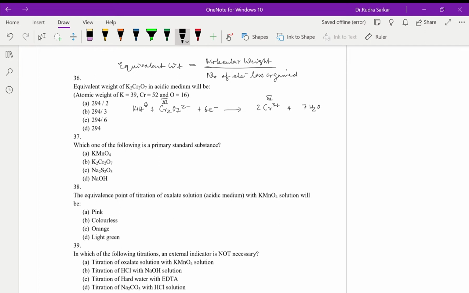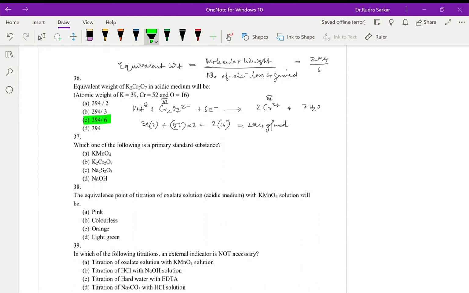So obviously the molecular weight will be 52 into 2, plus 7 into 16, plus 39 into 2. Let's calculate: 39 times 2 plus 104 plus 7 times 16 comes out to be 294. So over here it will be 294 divided by 6. That should be our correct answer.